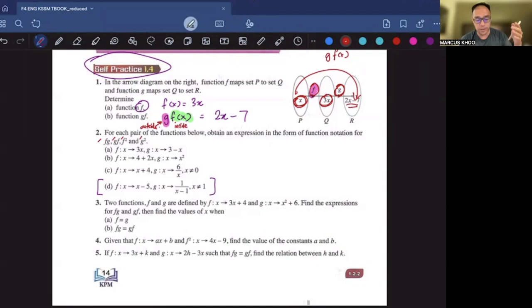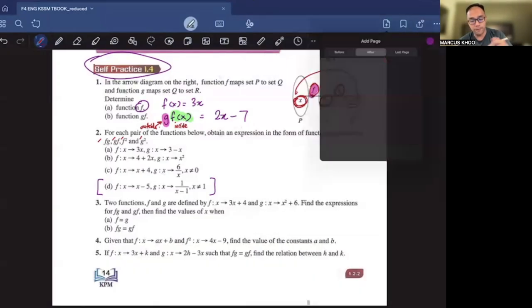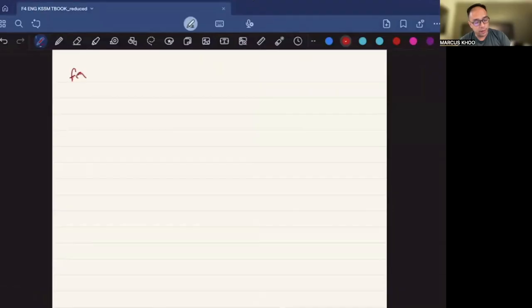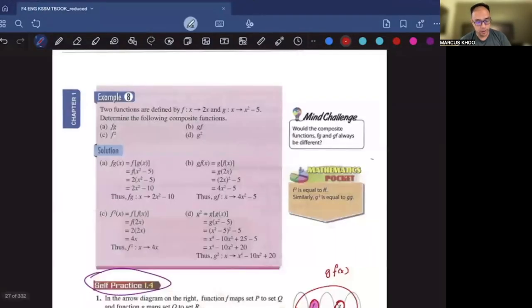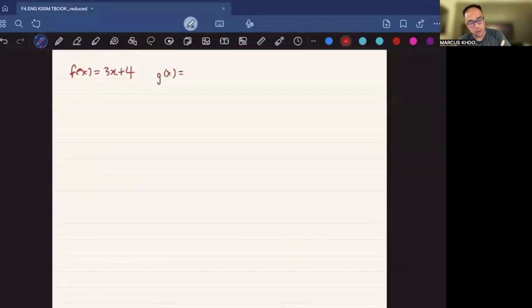So find the expressions for fg and gf, and then find the values of x when f equals g and fg equals gf. So let's do this one by one. First of all, let's find the composite functions first, fg and then gf. So we're going to have f(x) equals 3x plus 4. Okay, and then after that, g(x) equals x squared plus 6.